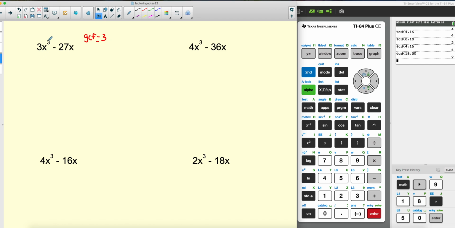And you also have an x to the third, x to the first. That means x is also part of the GCF. So the GCF now is 3x. So pull out 3x and open parentheses.